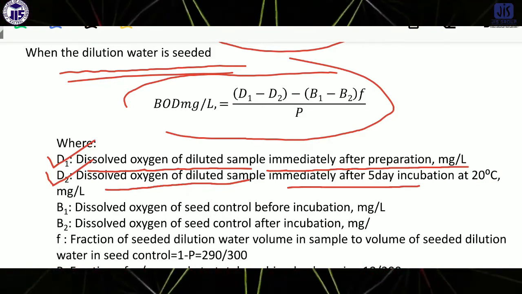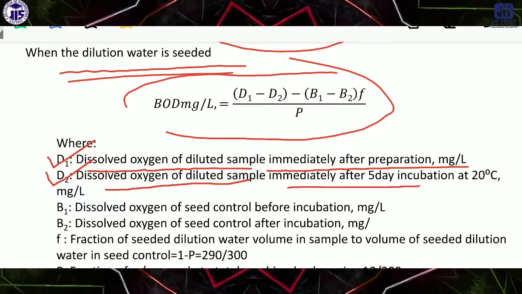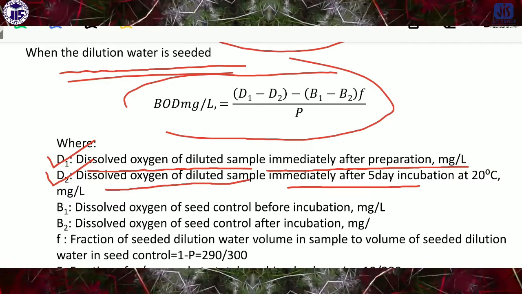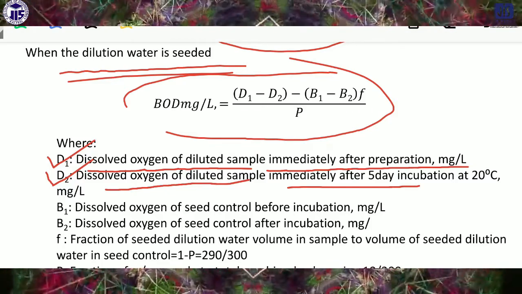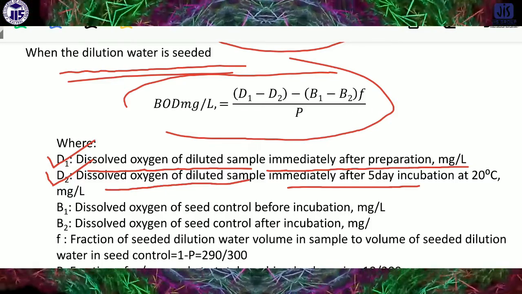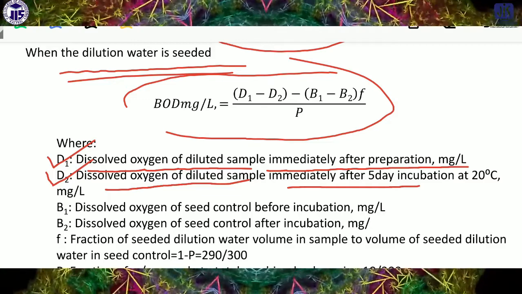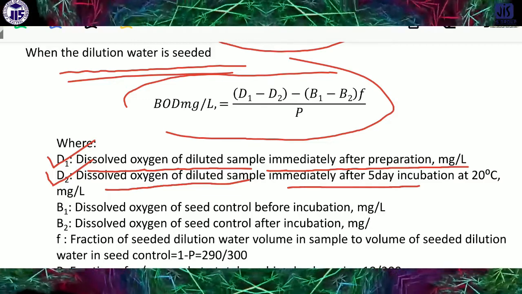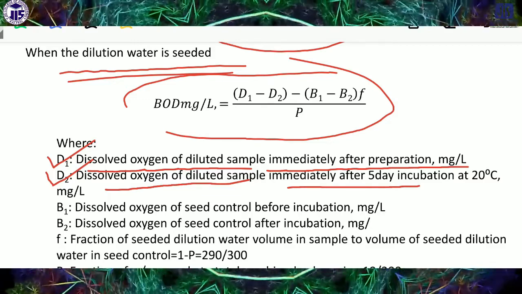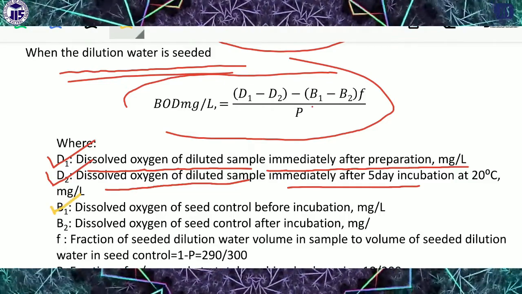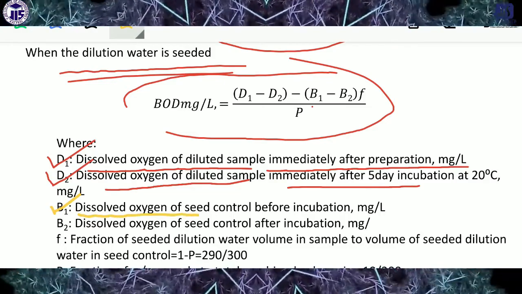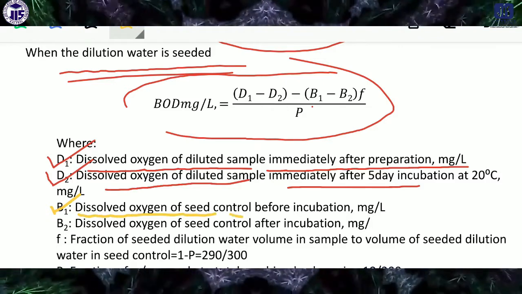Okay, so then this type of equation will be more clear to you. D2 is the dissolved oxygen of the diluted sample immediately after 5-day incubation at 20 degrees C. What is B1? B1 is the dissolved oxygen of the seed control before incubation.